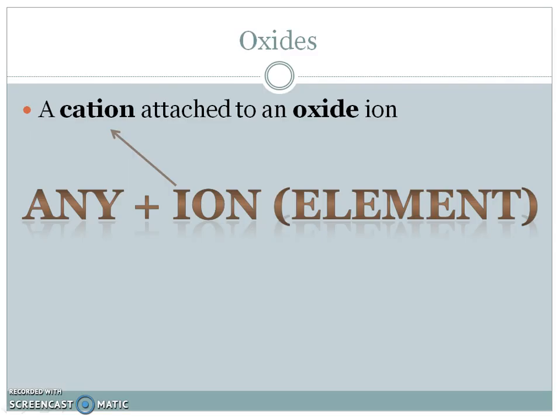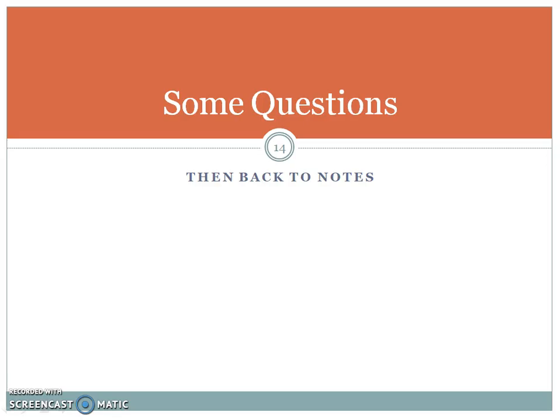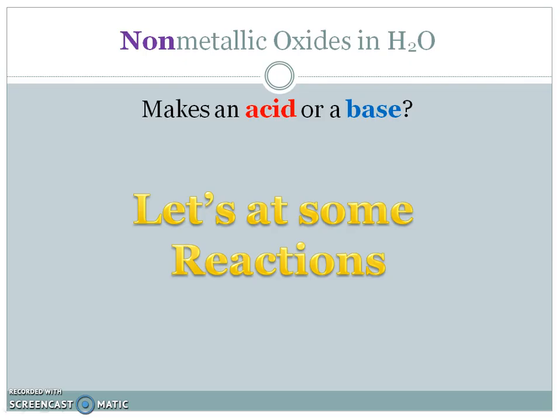So, oxides. An oxide is just a cation attached to an oxide ion. So any positive ion, any positive element. I want to make sure you understand that the cation has to be a positive element, not a polyatomic. That's what we consider an oxide. So before we go into our notes again, let's think of some questions.